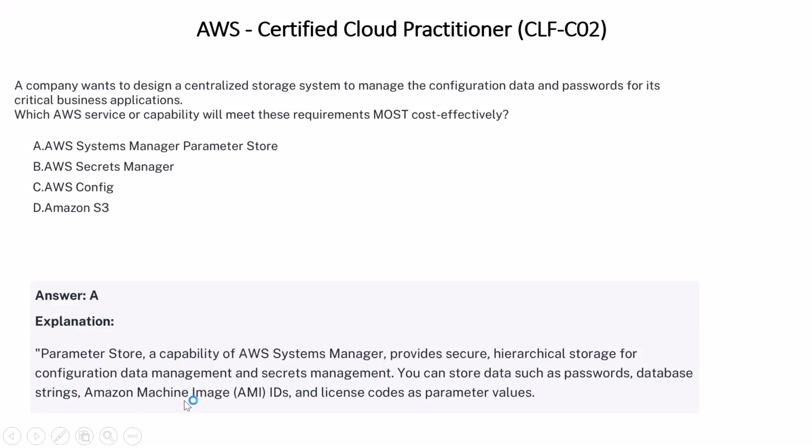Parameter Store, a capability of AWS Systems Manager, provides secure, hierarchical storage for configuration, data management, and secrets management. You can store data such as passwords, database strings, Amazon machine image IDs, and license codes as parameter values.